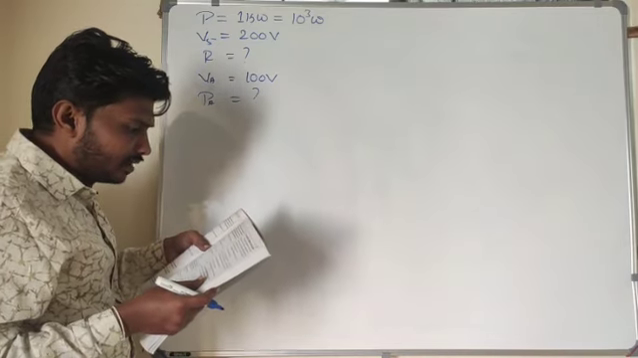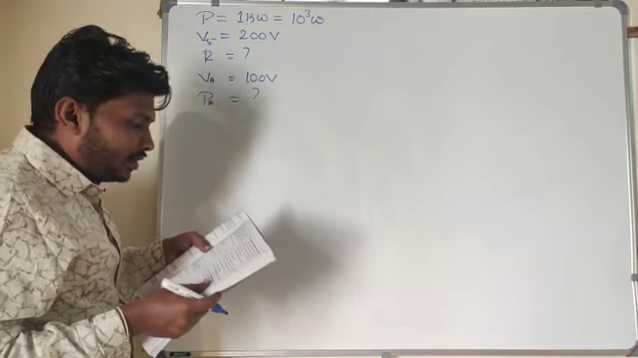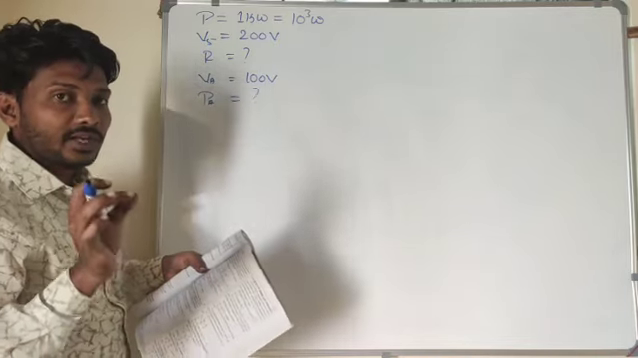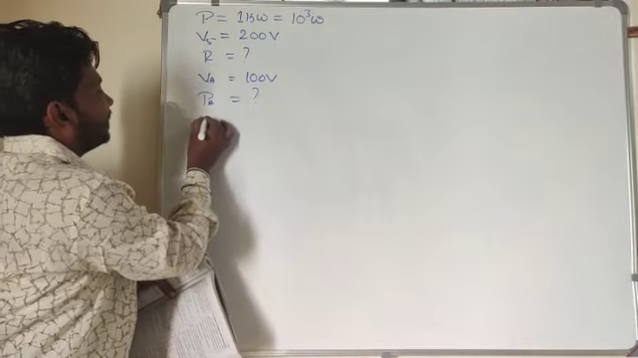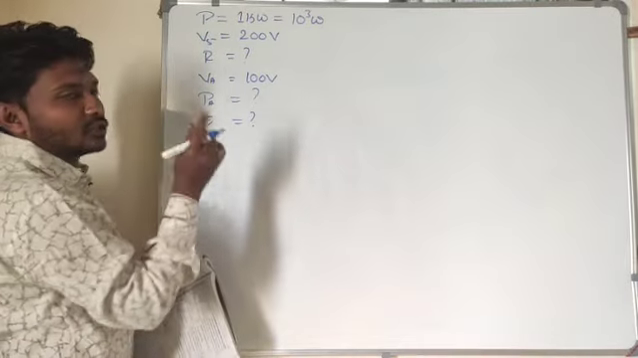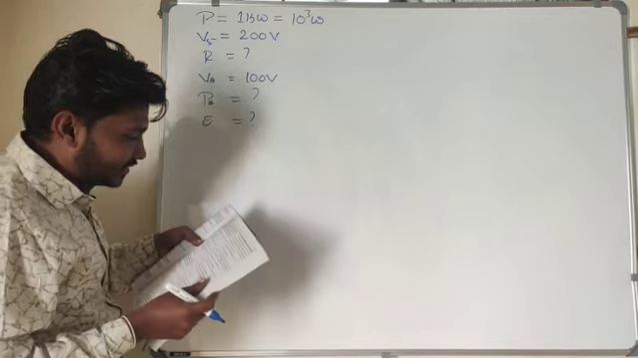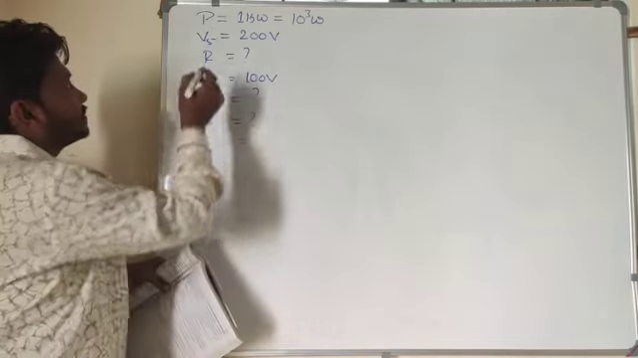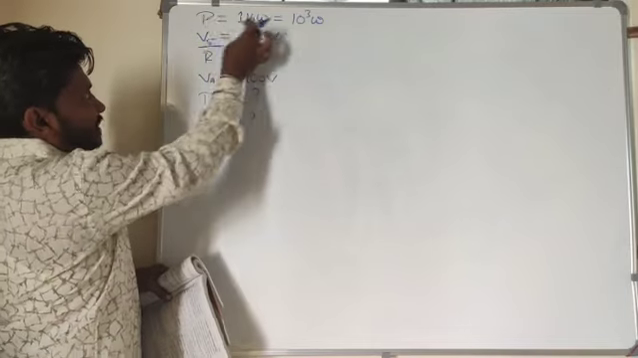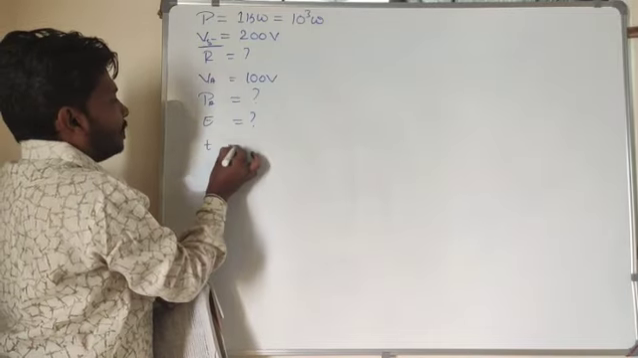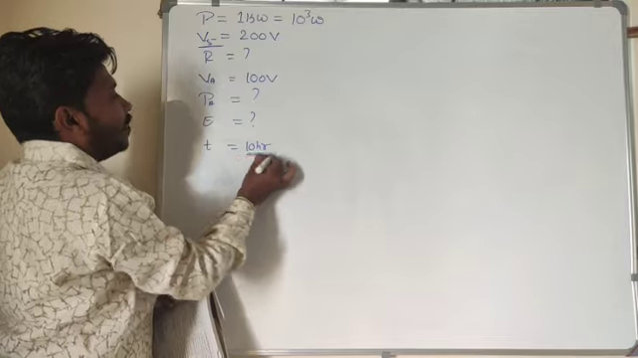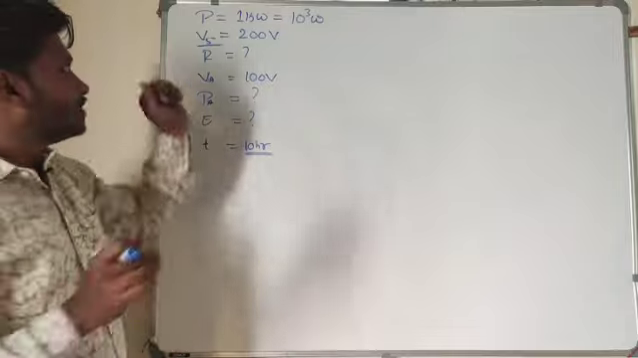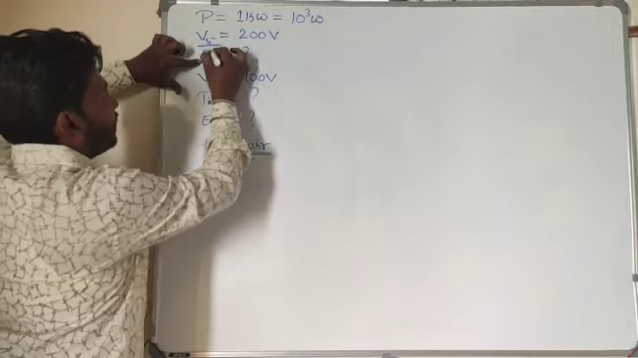Then the third one: how many units of electrical energy will it consume in 1 month? One month consists of 30 days. If it operates for 10 hours daily at the specified voltage, how much electrical energy will it consume in 1 month? It's a very interesting question. So look here. First, which thing do I need to find out?